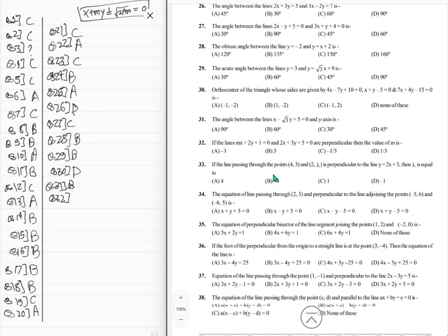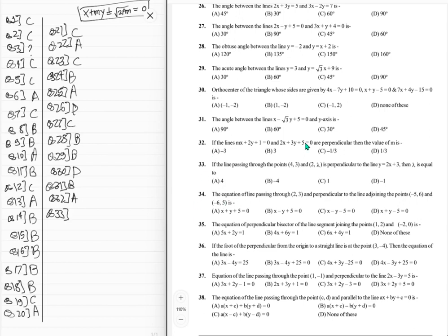If this line and this line are perpendicular, then the value of m is common. Like this got switched, this should have been switched, but negative. So negative 3, 32a. You could have solved an equation to get this right, like find the slopes, multiply, and those should give negative 1. Anyway, question number 33.